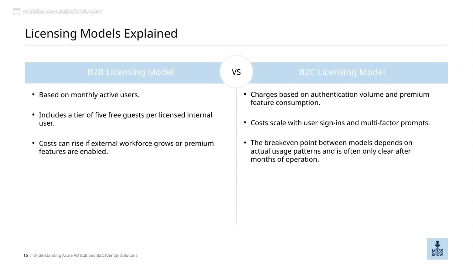For B2B, there's a helpful inclusion. Each licensed internal user gets a tier of 5 free guest users. However, costs can go up if your external workforce expands or if you decide to enable additional premium features. When comparing the B2C and B2B licensing models, the key difference is how they scale with user activity and external access needs. Understanding these nuances helps in choosing the right model for your organization's specific requirements, ensuring you manage costs effectively while providing a seamless identity experience.